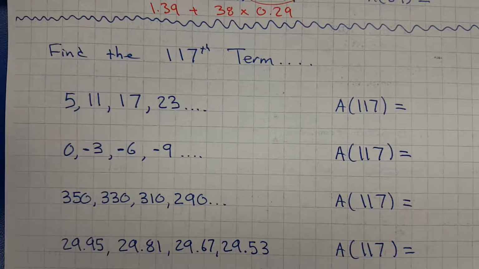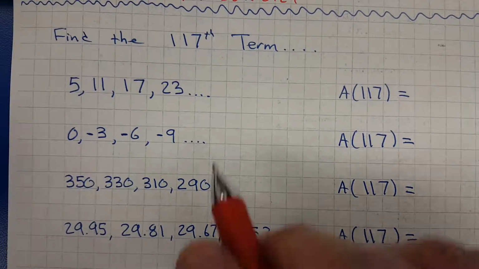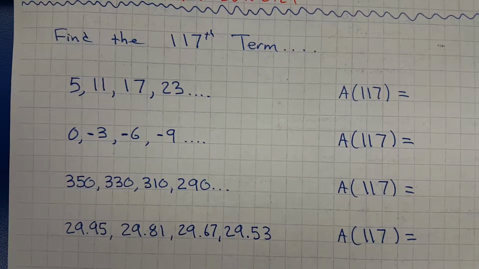All right, friends, here is the worst case scenario. What happens when they don't even give you the formula? They just give you a number sequence and they say, hey, find the 117th term. So I don't know why I picked that number. Most of you know me. It's one of my favorite numbers.